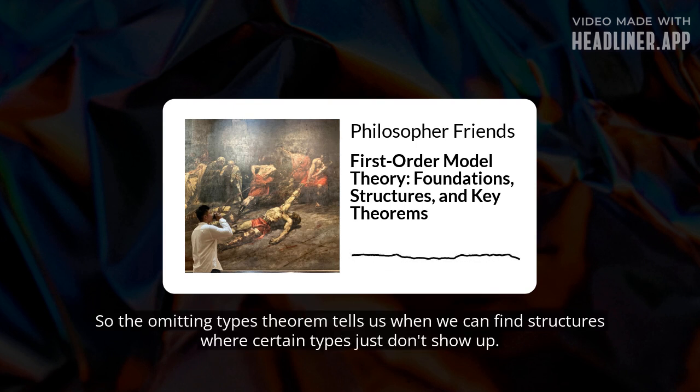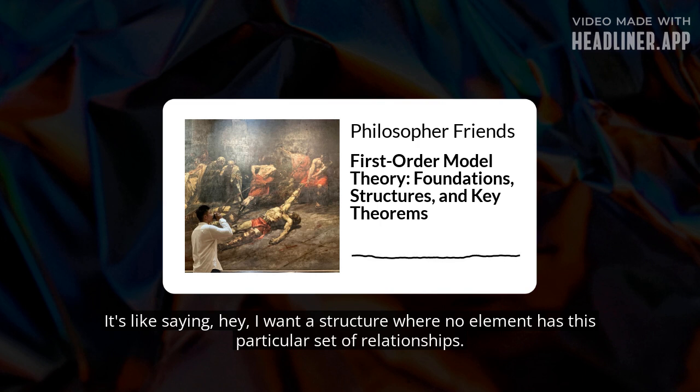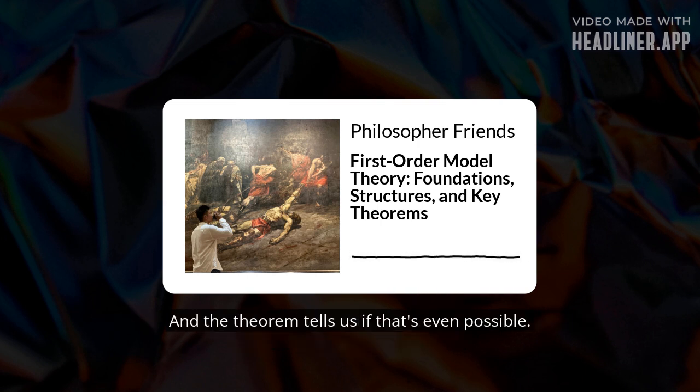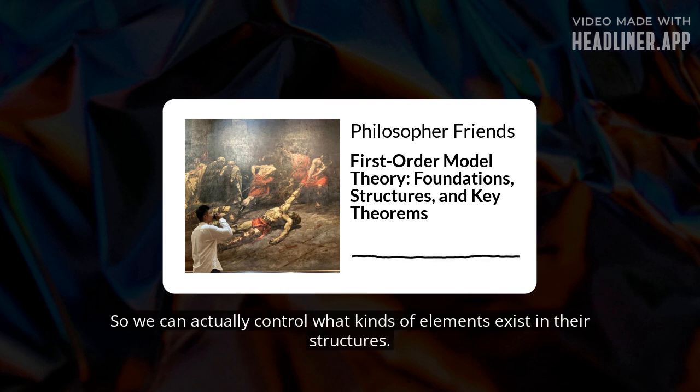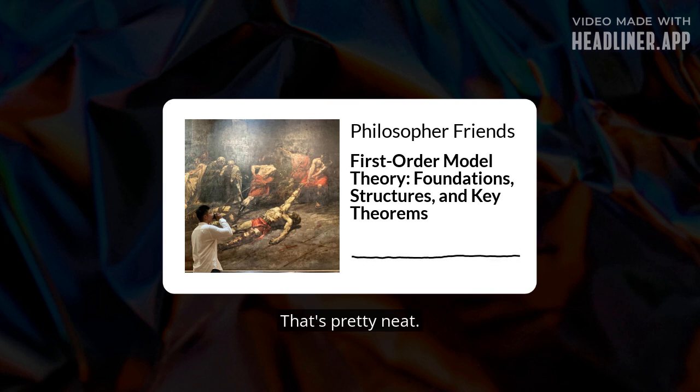Right. So the omitting types theorem tells us when we can find structures where certain types just don't show up. It's like saying, hey, I want a structure where no element has this particular set of relationships. And the theorem tells us if that's even possible. Wow, so we can actually control what kinds of elements exist in our structures. Yeah, that's pretty neat. What's the last one?